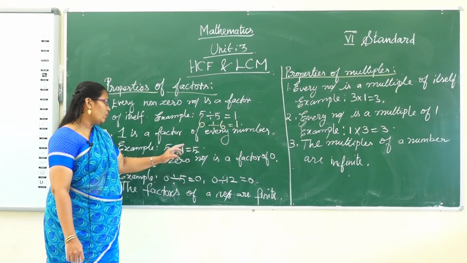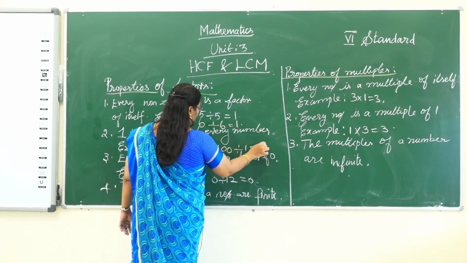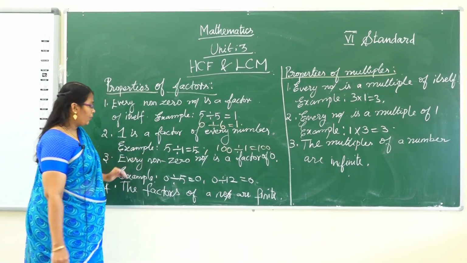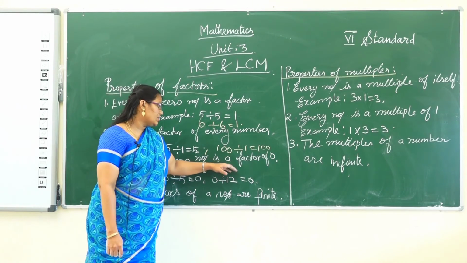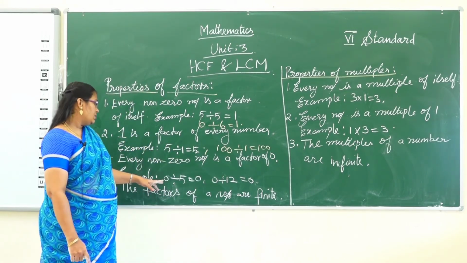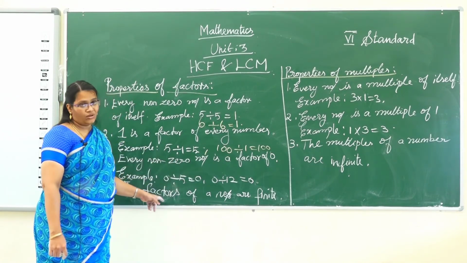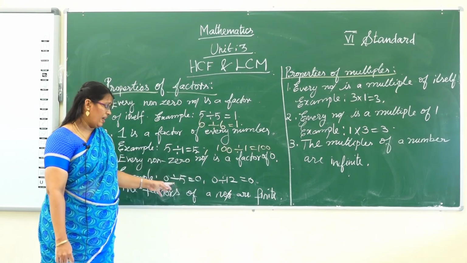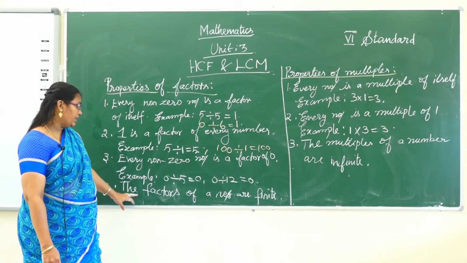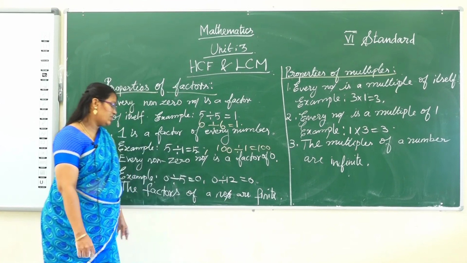So 5 divided by 1, 6 divided by 1, 100 divided by 1 is equal to 100. And the third property: every non-zero number is a factor of 0. So you see 0 divided by 5. Here 5 and 12 are factors of 0. And the fourth property: the factors of a number are finite.